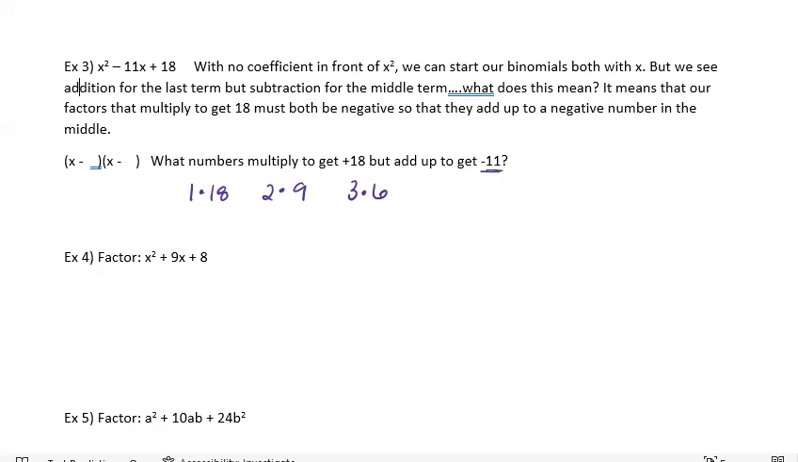Which of them add up to 11? Well, none of them, because I wrote them as positive numbers, but if I make them all negative numbers, they'll multiply to still give me a positive, but they'll add up to give me negatives. So then this is the set that adds up to give me negative 11. So I put the negative sign in here, the 2, a negative, and a 9.